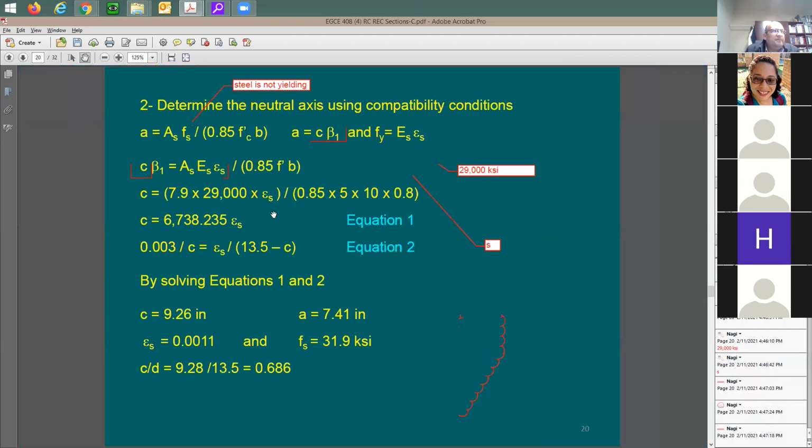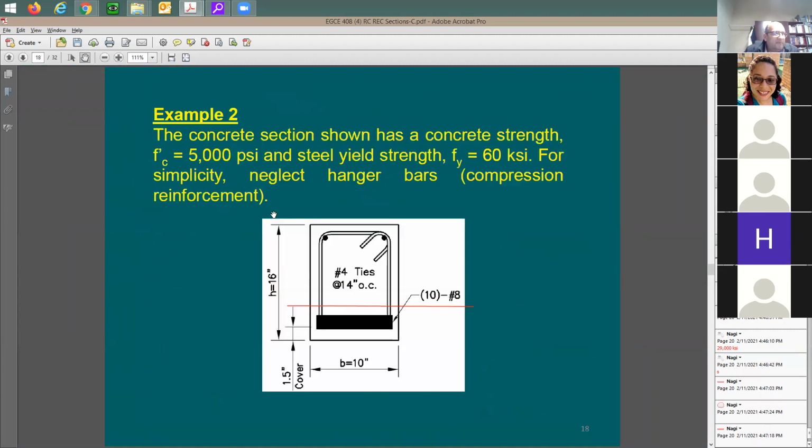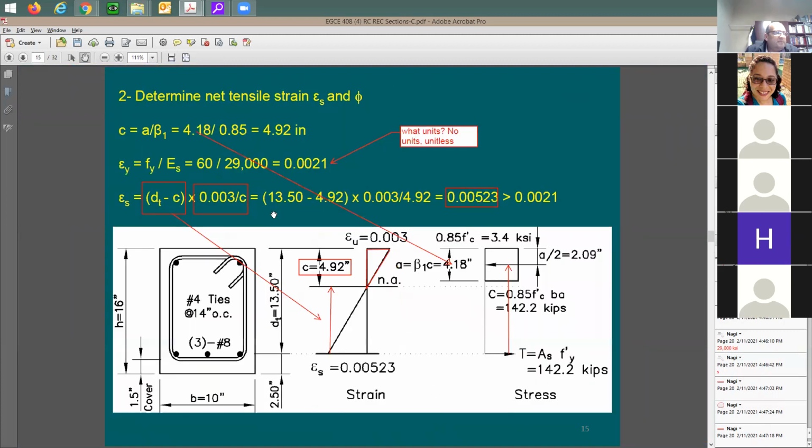You have an equation that you used, which was based on these two similar triangles. If you remember these two similar triangles, I'm going to take you back here. Based on this, I can derive an equation. Here's the equation. Based on this symmetry, I can say 0.03 divided by C is going to be equal to the strain in the steel divided by D minus C.